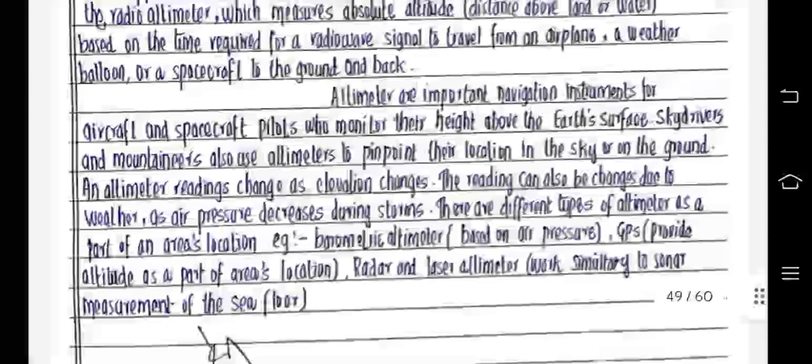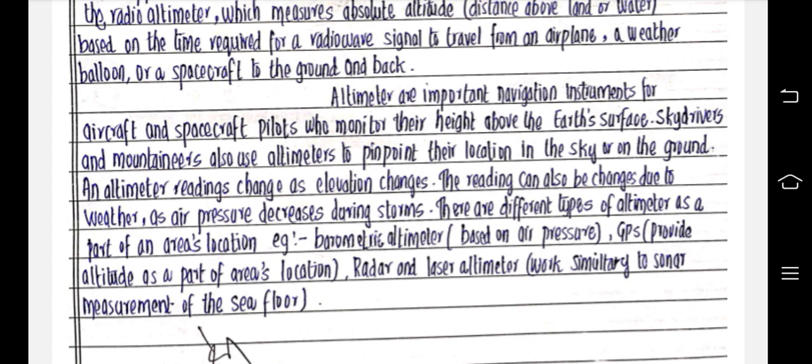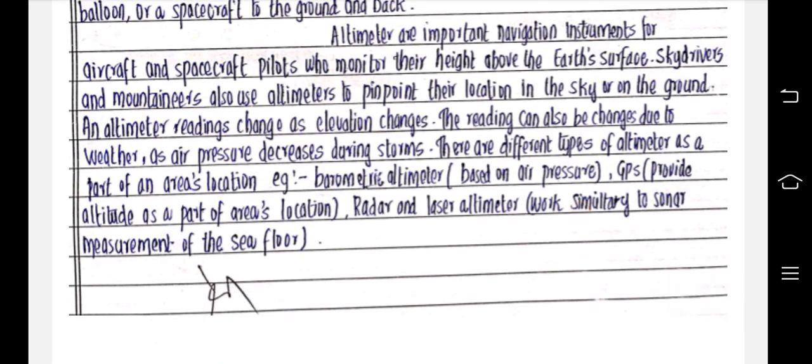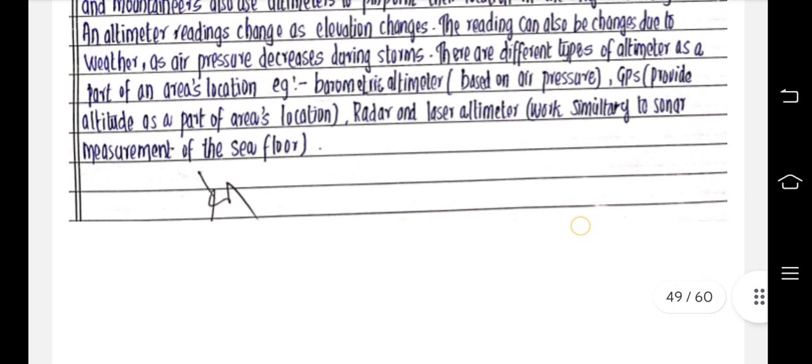An altimeter reading changes as elevation changes. The reading can also change due to weather, as air pressure decreases during storms. There are different types of altimeter: the barometric altimeter, based on air pressure; GPS, which provides altitude as part of location; then radar and laser altimeters, which work similarly to sonar measurements on the sea floor. So the types are barometric altimeter, GPS, radar and laser altimeter.